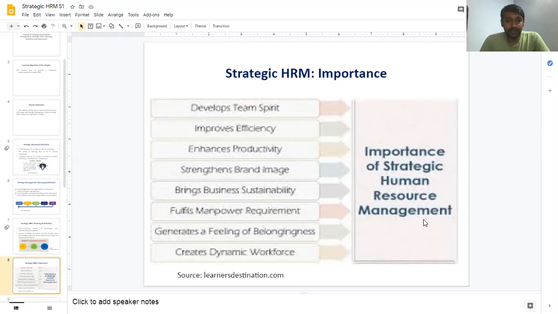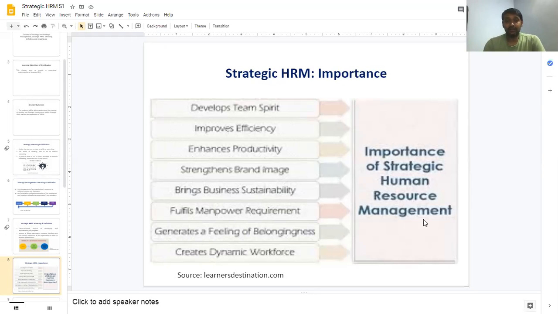Now, the next one is it brings business sustainability. If we are implementing the proper strategies in terms of human resources, the business sustainability, the staying in the market for the future and gaining more brand image in the market will also increase. The company will get more orders, which in turn increases the sales or productivity, which in turn again increases the profitability of the organization, and the sustainability of the business will last longer.